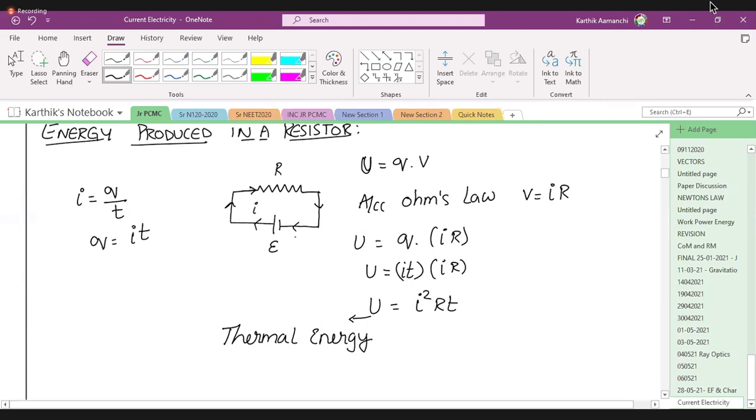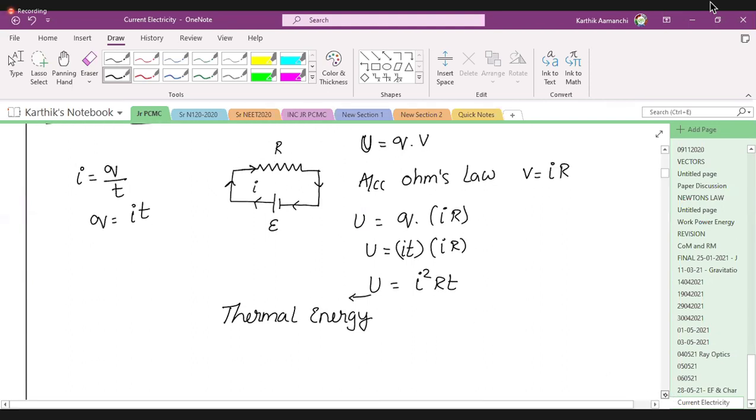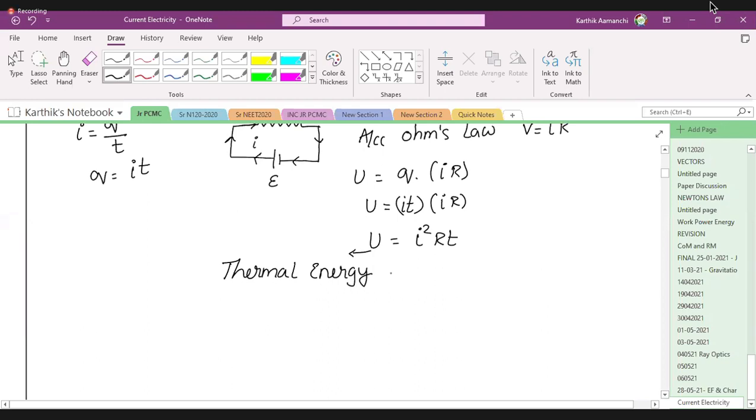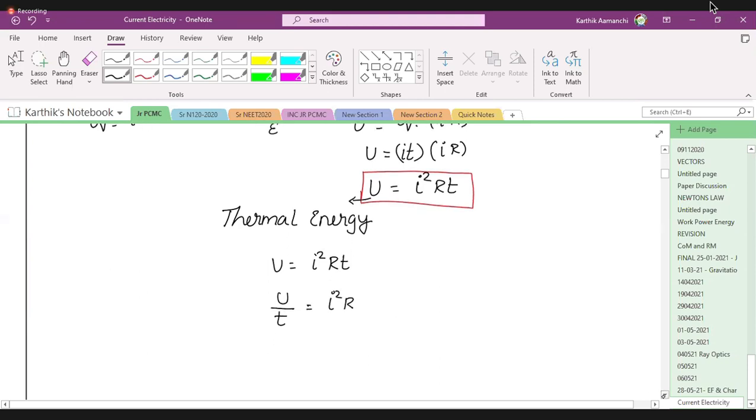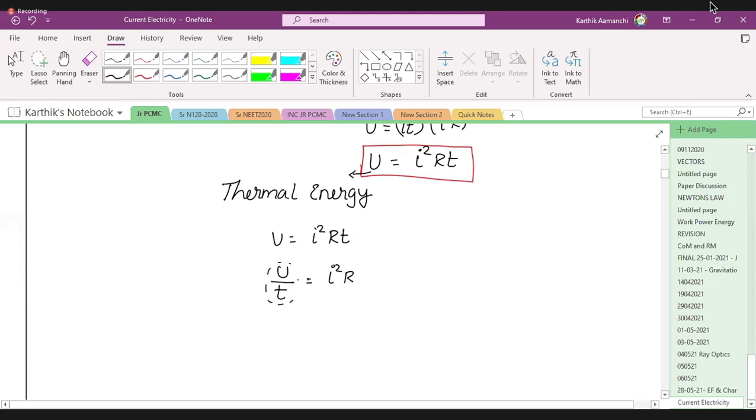Here the energy produced in your resistor is thermal energy or heat energy. Now see, I'm going to take this T up. This will go into your formula. From U is equal to I square RT, I'm going to take my T to the side. It will become I square R. So U by T, power, is equal to I square R.